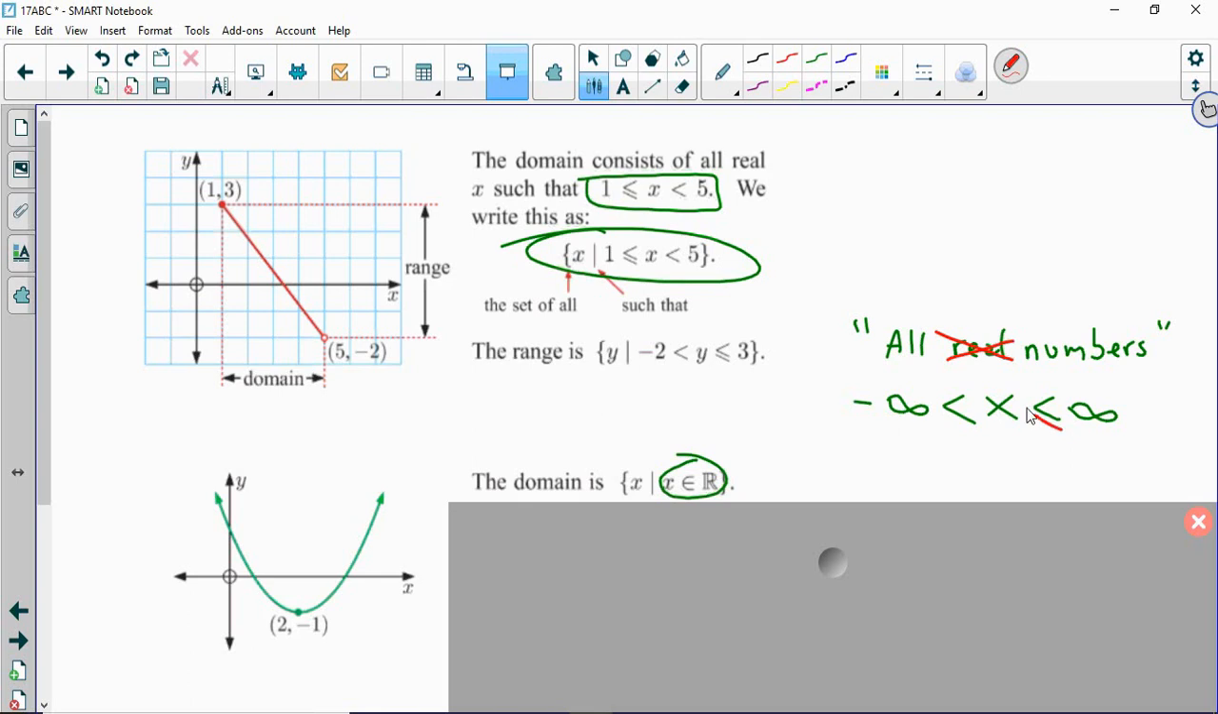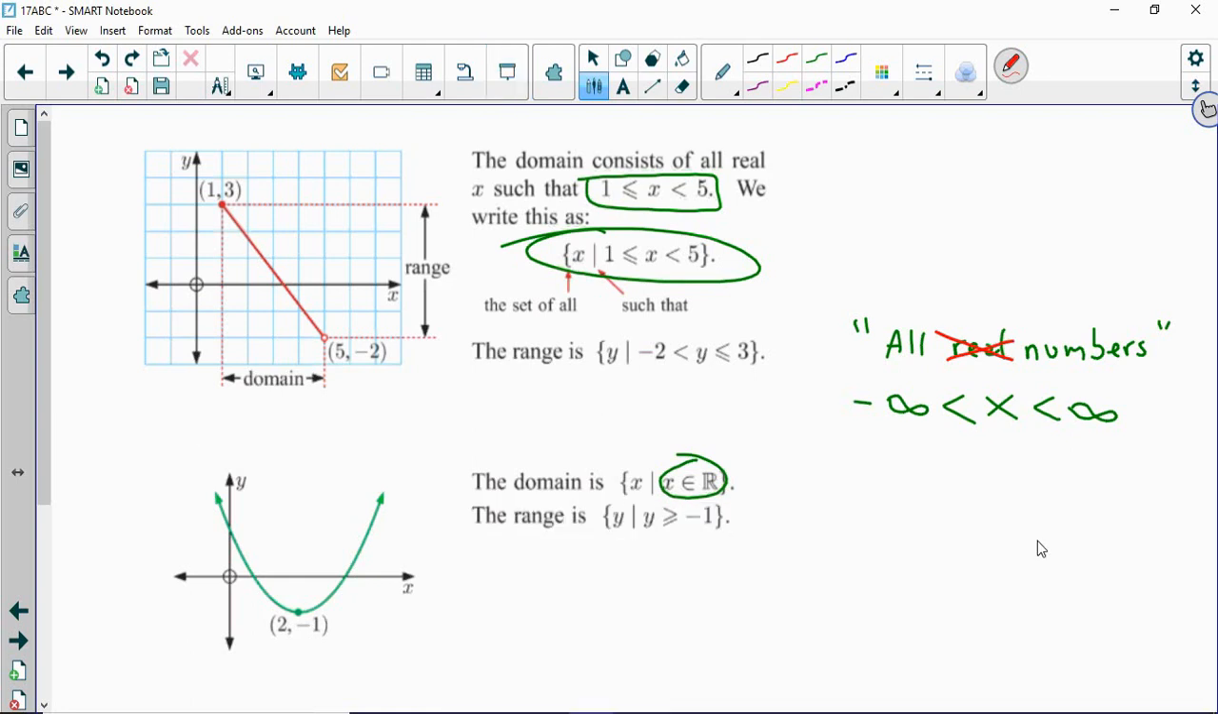Infinity is not a number, so x cannot be equal to it. So always use just less than when you're dealing with infinities, never less than or equal to. Now for the range, the smallest y value here is -1, but then it seems like it just goes up forever. So we can write, again, a couple different ways here.